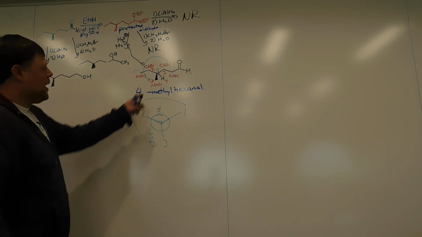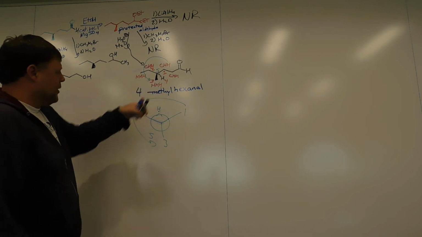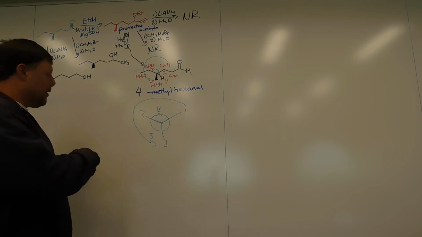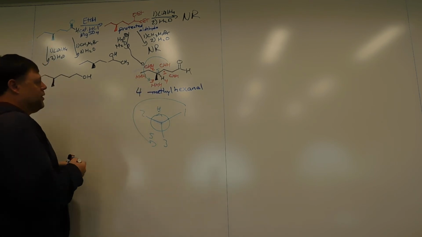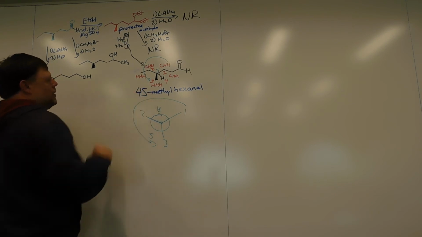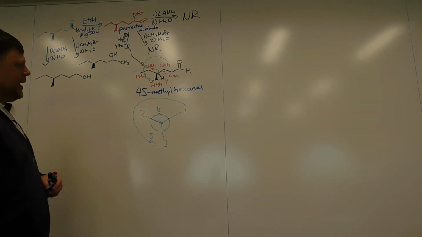So the only way I could have screwed this up at this point is if I got the priorities wrong, and I'm pretty confident I didn't do that. So anyway, that's an S chiral center, and so S has to go in the name. So the name is going to be 4S methyl hexanal.